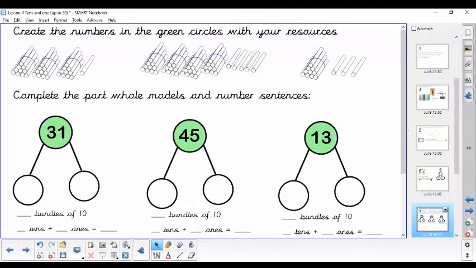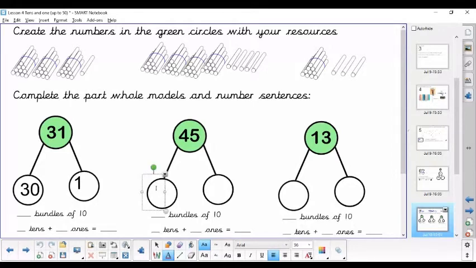If I was going to put the digits into the part whole models, what would I write here? I would write 30, and I would write 1. I know that 30 and 1 would give me 31. What about the next two? This one here and this one here. Pause the video, create the part whole model, have a go. Okay, so you should have the number 40 and the number 5. You should have the number 10 and the number 3.